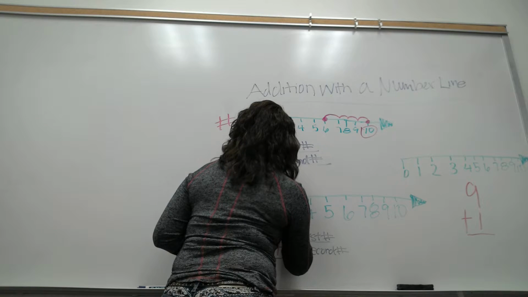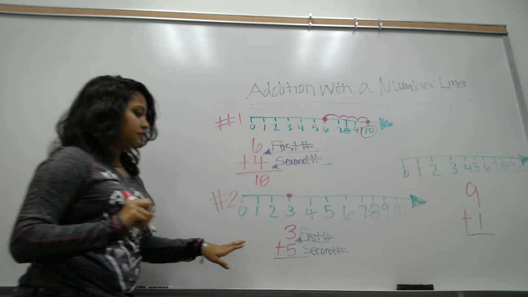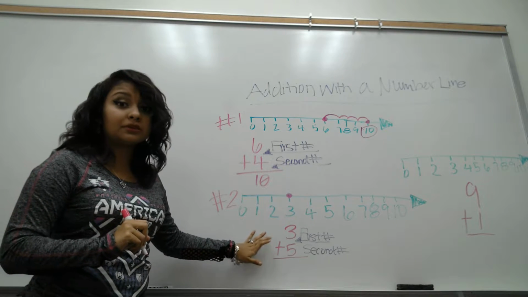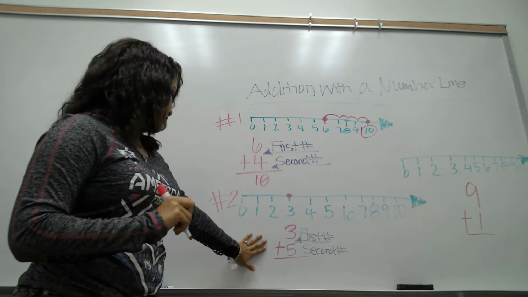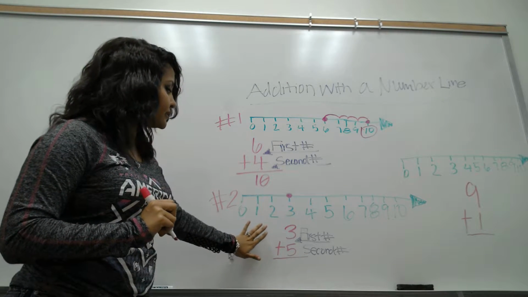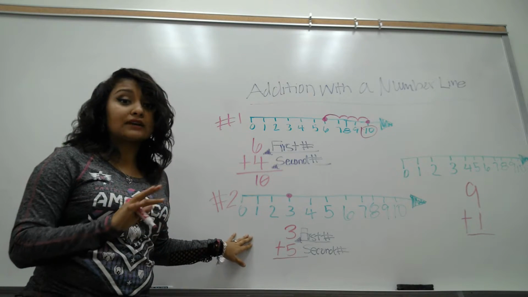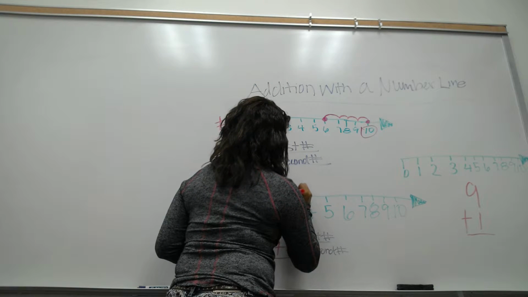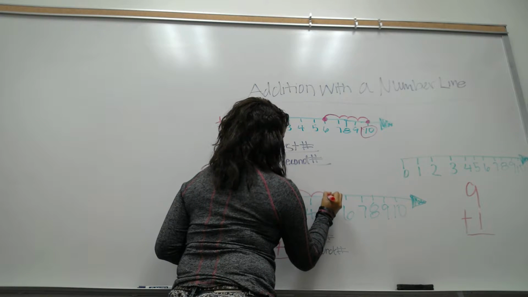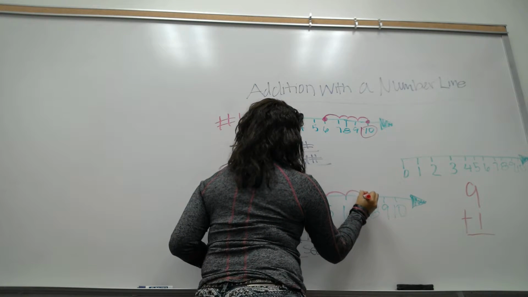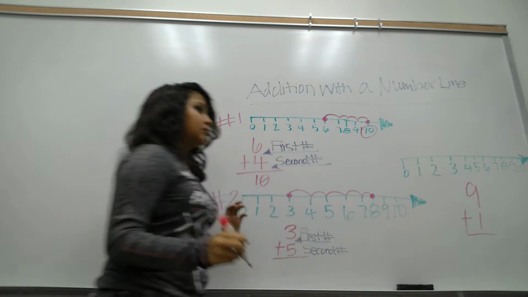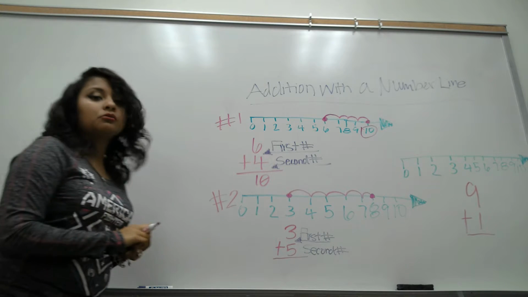And make sure you draw a dot. After you do that, we're going to look at our second number. Second number tells us how many spaces to move, remember. So our second number is 5. That means we're going to move 5 spaces. So let's count 5 spaces with your pencil. 1, 2, 3, 4, 5. Make sure you draw a dot where you landed.